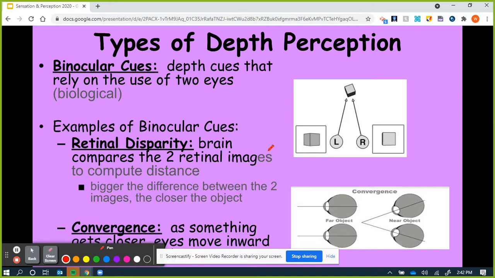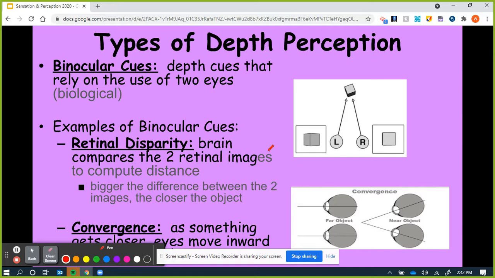There are two of these. Retinal disparity. Our eyes aren't on top of one another. They're next to each other. Therefore, each eye sees something slightly different. You can demonstrate this again if you put your finger out in front of your face and focus on the wall behind it. You should see two fingers.